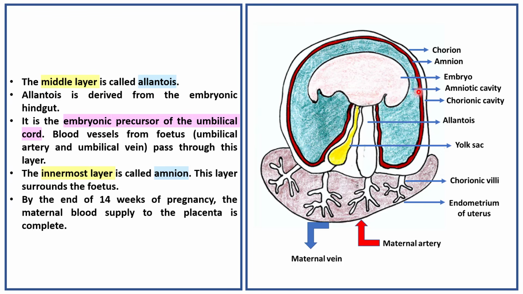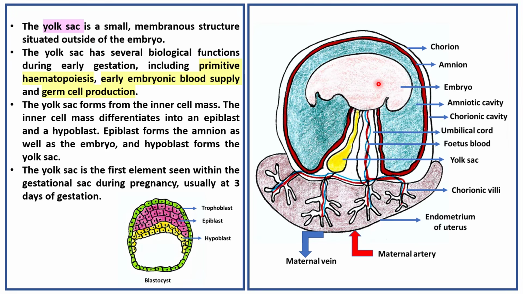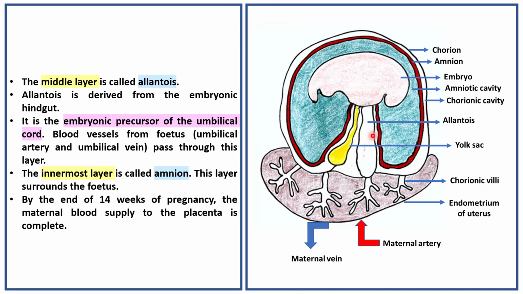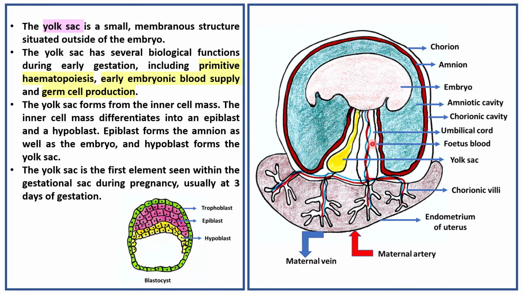The middle layer is called allantois. Allantois is derived from the embryonic hindgut. It is the embryonic precursor of the umbilical cord. You can see the umbilical cord here. Blood vessels from fetus pass through this layer. You can see it later in the umbilical cord.